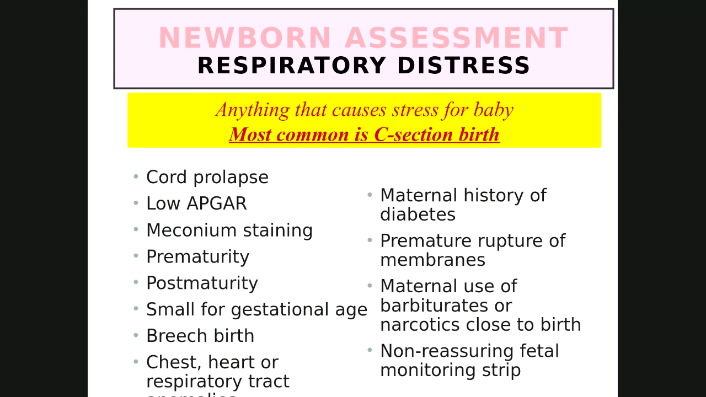Okay. Respiratory distress in the baby is essentially anything that causes stress for the baby is going to lead to respiratory distress in the baby. And the most common cause of respiratory distress in the newborn and the neonate is a C-section birth. Okay, that is highlighted, and I want you to know that. Okay. But why is that? Why is the most common cause of respiratory distress a C-section?